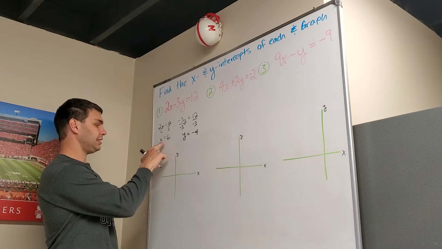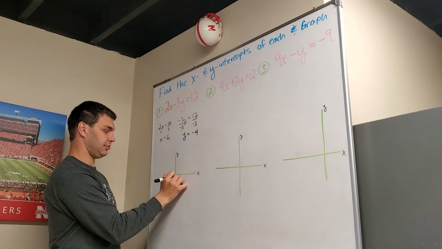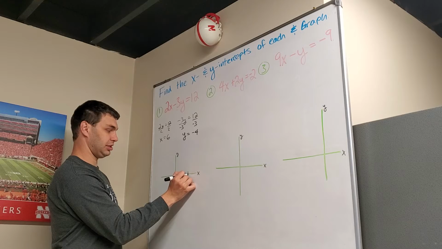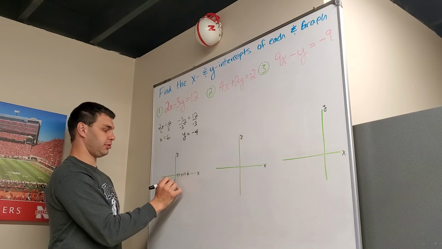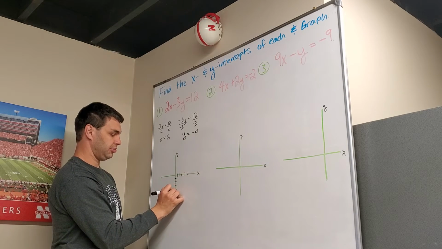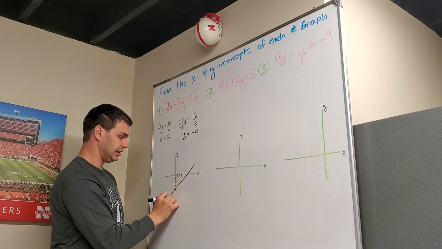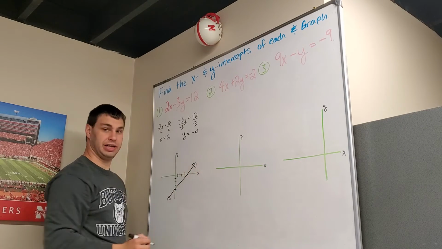Okay, to graph this, x equals 6 on the x-axis, go out 1, 2, 3, 4, 5, 6, and put a dot. On the y, it's negative 4, so go down 4, and put a dot, and then connect the dots. And that's how we graph by using the x and y intercepts.